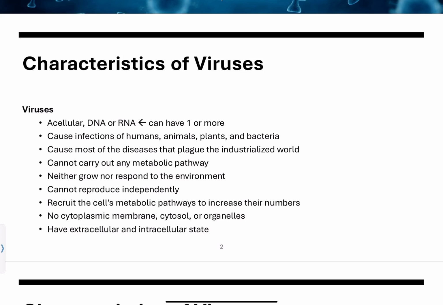Okay, so viruses are really different from the prokaryotic and eukaryotic cells that we talked about previously in this course because they are acellular. So that means that they don't have a cytoplasmic membrane, they don't have cytosol or ribosomes or other organelles. Instead, all they really are is just nucleic acid. So that nucleic acid can be either DNA or RNA, but never both. And then that nucleic acid is just going to be surrounded by a protein coat. And we call that protein coat a capsid.